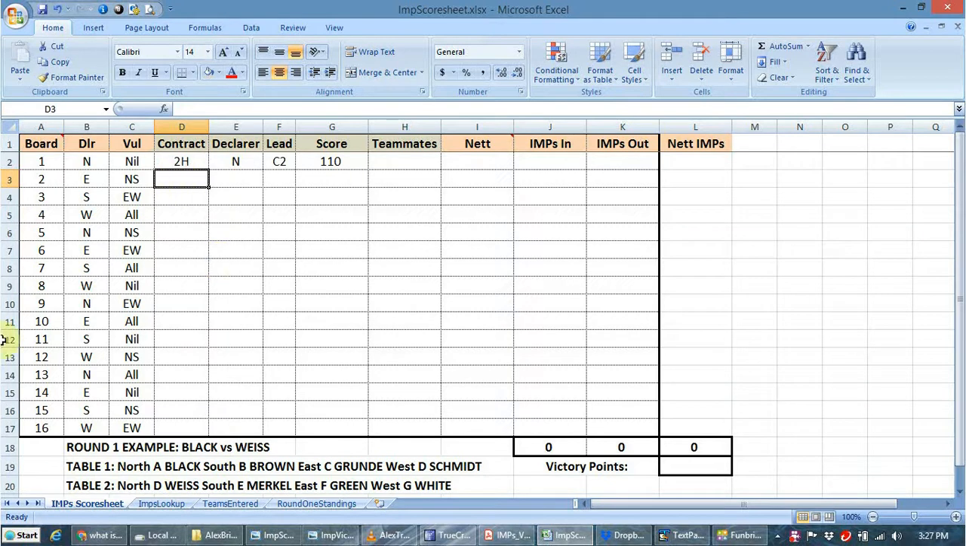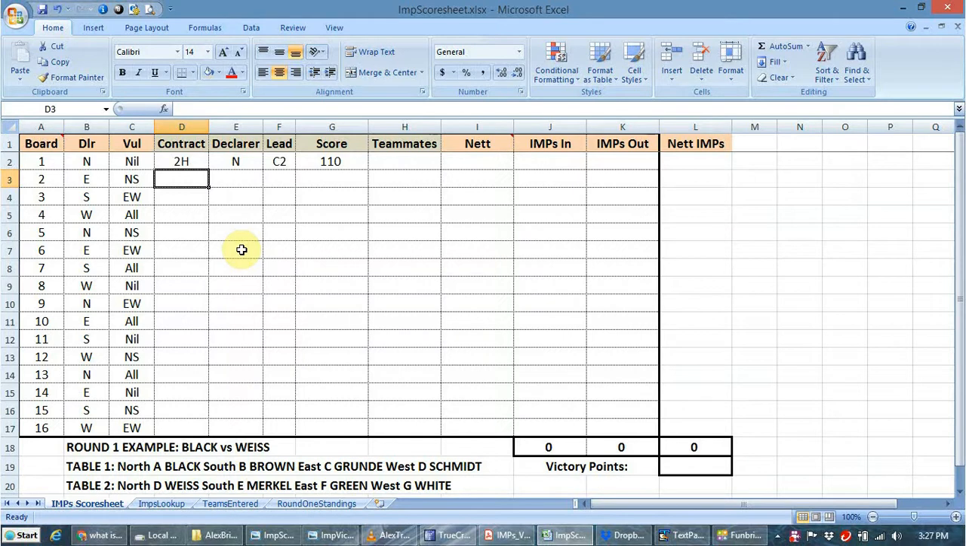I've set up here a score sheet for 16 boards, but we're going to assume it's a 9-board match. And your director will give you a score sheet that will allow you to score 6 rounds of 9, for instance, if you're playing 54 boards on a Sunday. All right, so that's how it works.